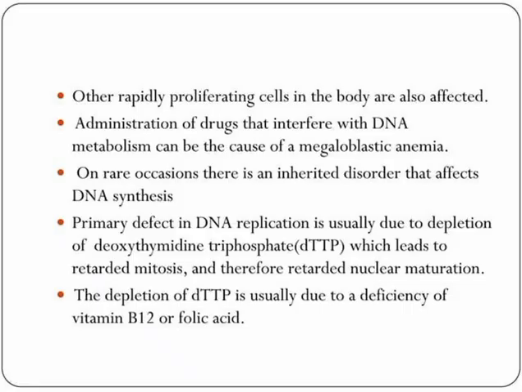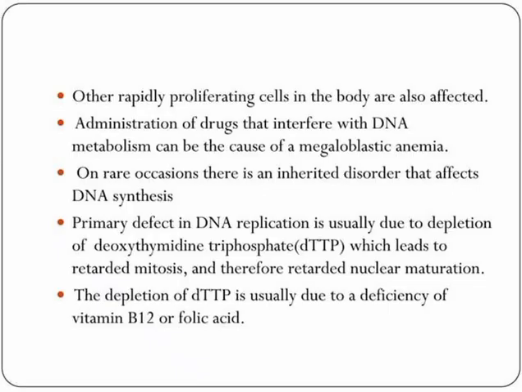In these megaloblastic conditions, the other rapidly proliferating cells in the body are also affected. Administration of drugs that interfere with DNA metabolism can be a cause of megaloblastic anemia. The condition affects rapidly proliferating cells throughout the body, most notably in the bone marrow, skin and gastrointestinal tract. As we have already studied, drugs that interfere with DNA metabolism may also cause megaloblastic anemia. It is caused by impaired DNA synthesis, but RNA and protein synthesis are relatively normal.